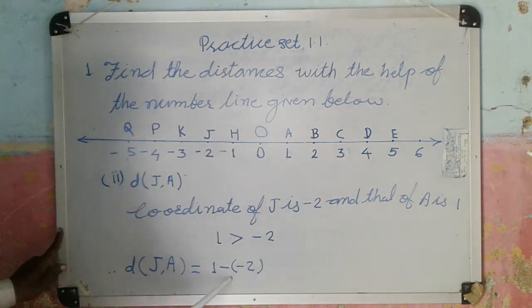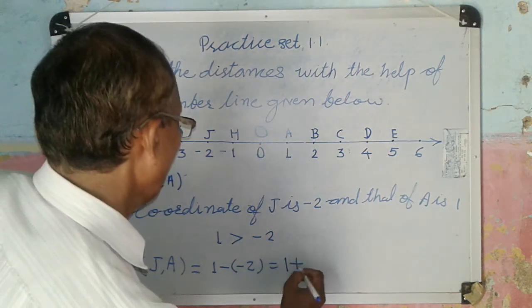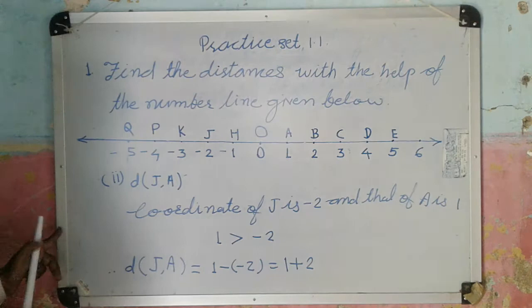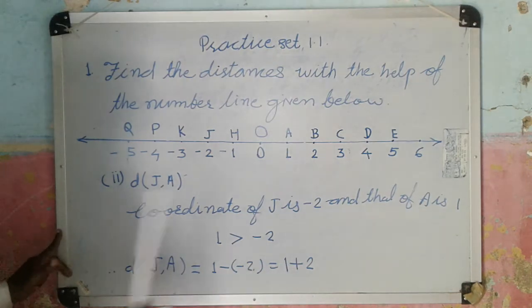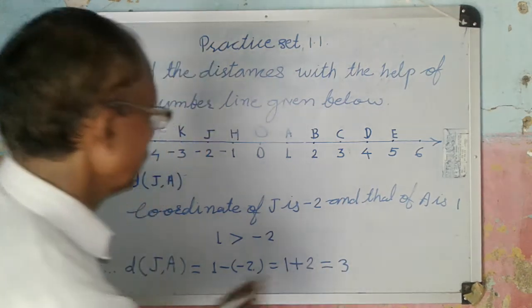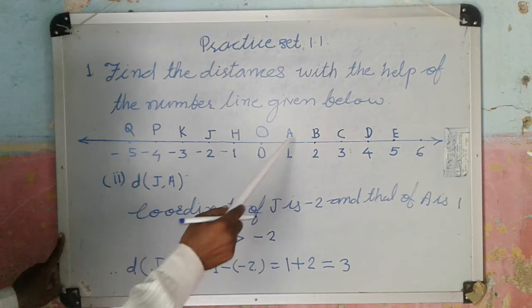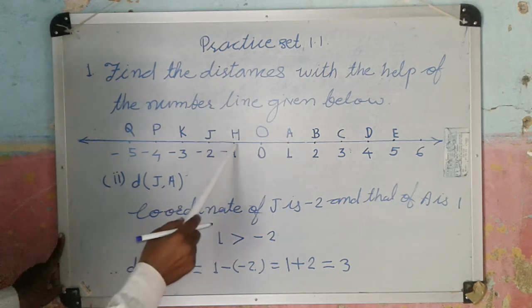So if we remove this bracket, here minus into minus, we get plus. So here we get 1 plus 2. After removing bracket, we get plus 2. And 1 plus 2 is equal to 3. So distance of JA is 3 units. 1, 2, 3.